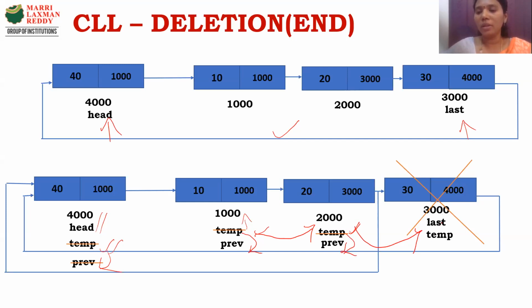Now temp is pointing to the last node, that means temp is the last node. Here you need to move last to its previous node. By doing last equal to previous, the last becomes previous. Now adjust the pointers between this last and the first node simply by storing the address of the first node in the next part of the last. So in place of 3000, you should store 4000. This will connect the last node with the first node. Now you can remove the last node as free of temp.